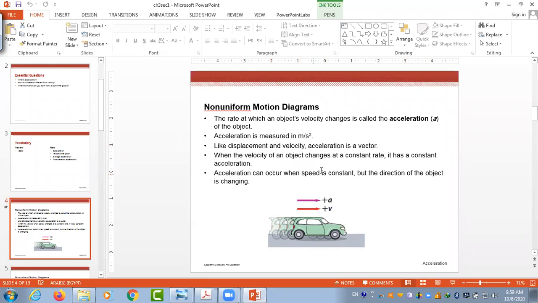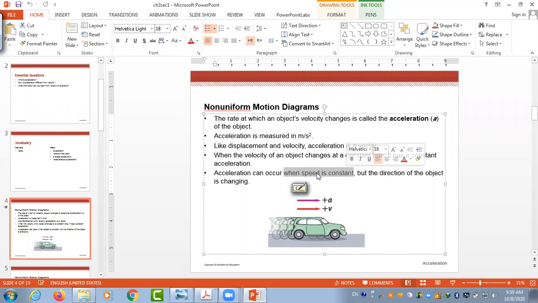We'll discuss this point later. Acceleration can occur when speed is constant, but the direction of the object is changing. And that's what we said at the beginning of the session. When you change direction, you also have acceleration. And we'll have examples with numbers, how to know as a proof, when we change direction and we have constant speed. See here, it's constant speed. The object is not speeding up, it's not slowing down. But at the same time, we have acceleration because it is changing direction. Okay.